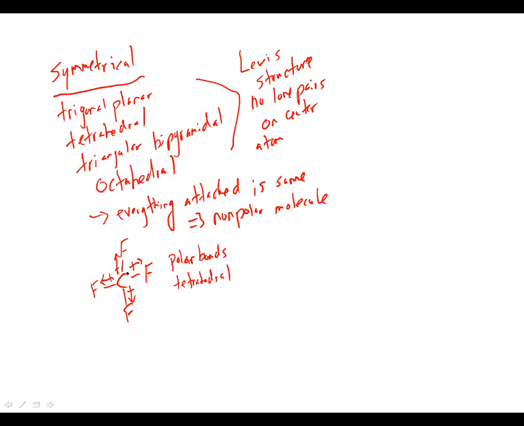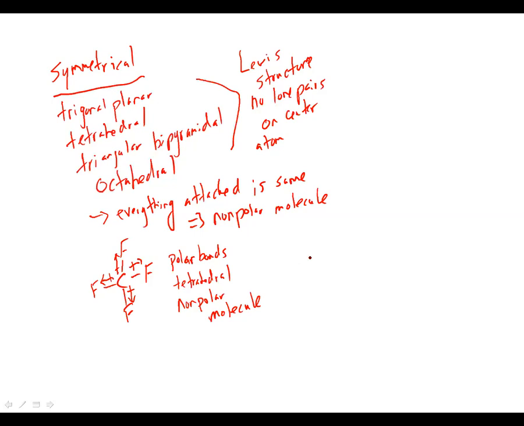And basically, these guys are going to cancel each other out. They're equal and opposites of each other. So this is going to be a nonpolar molecule. Now, when you have these symmetrical geometries, if everything on the outside is the same and you have one of these geometries up there, it will be most likely a safe bet to write nonpolar molecule.